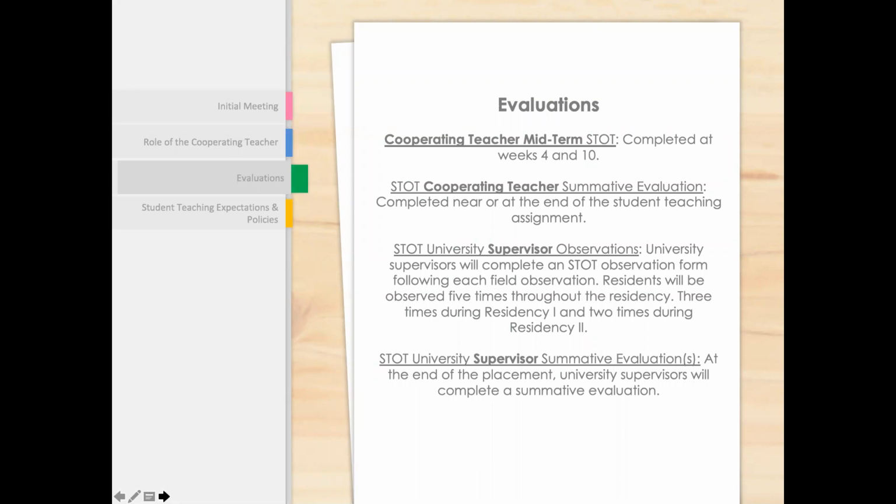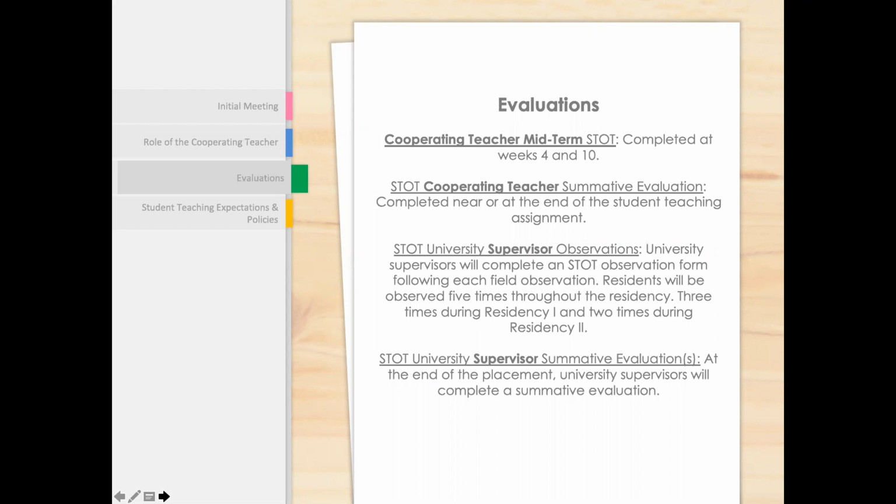All student teaching evaluations are completed electronically using Microsoft Forms links. Links will be included in the introductory email. The midterm STOT is completed at weeks 4 and 10. We suggest that cooperating teachers set goals for teacher candidates according to the review to improve on areas of weakness. The summative evaluation is due by the end of the spring semester in order to report final grades. Students will continue attending in the field after the final evaluation. Residents will be observed by the university supervisors at least 5 times throughout the year-long residency, 3 times during residency 1 and 2 times during residency 2.